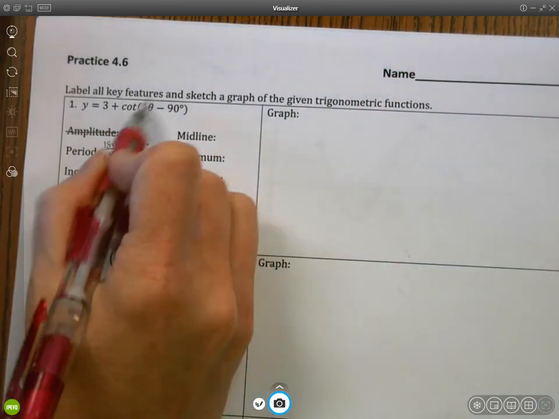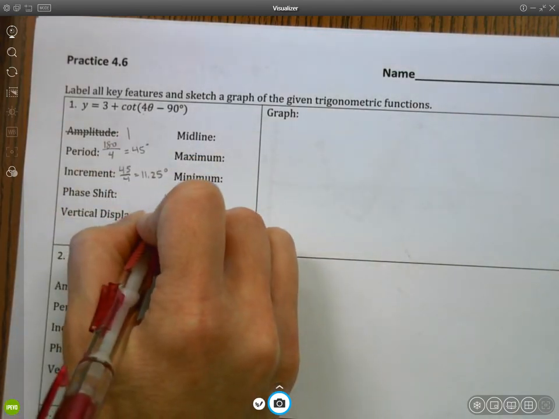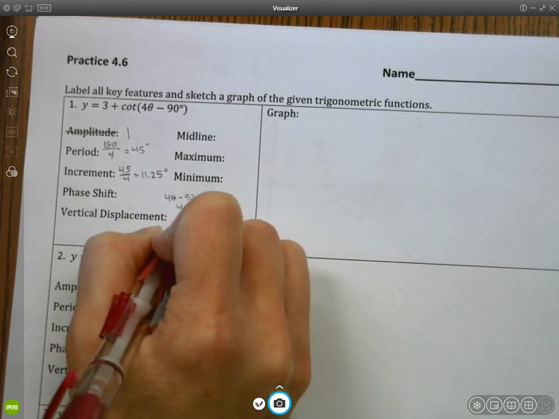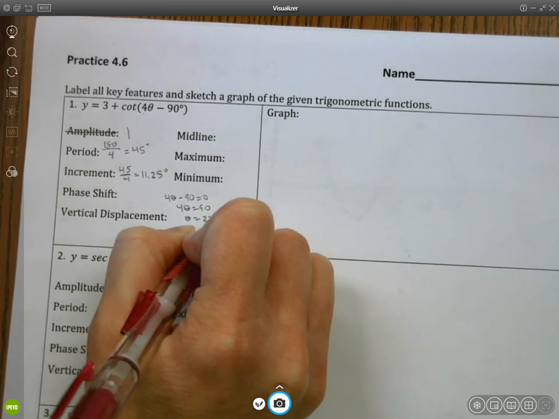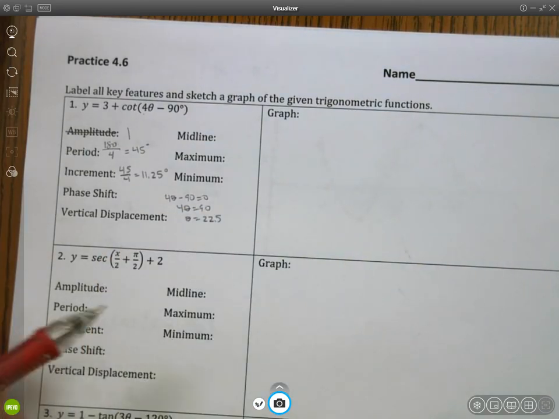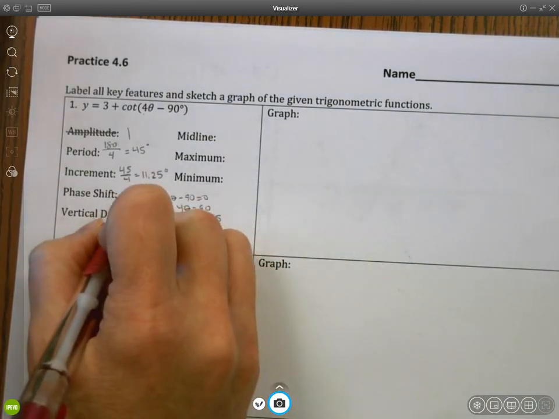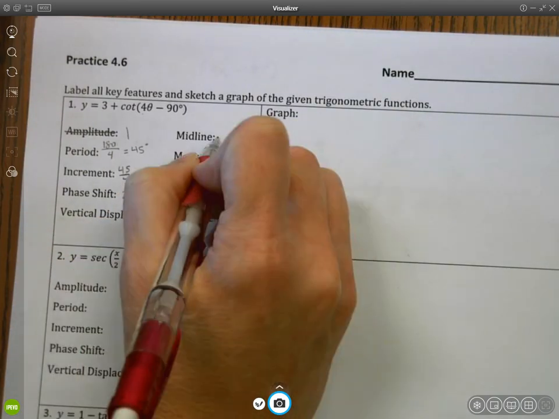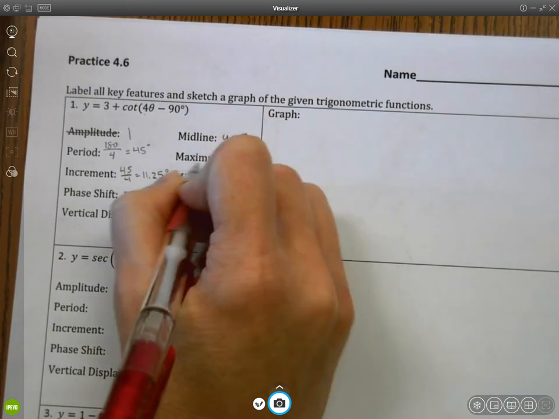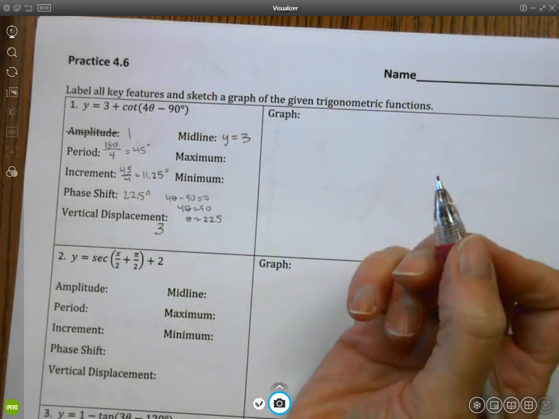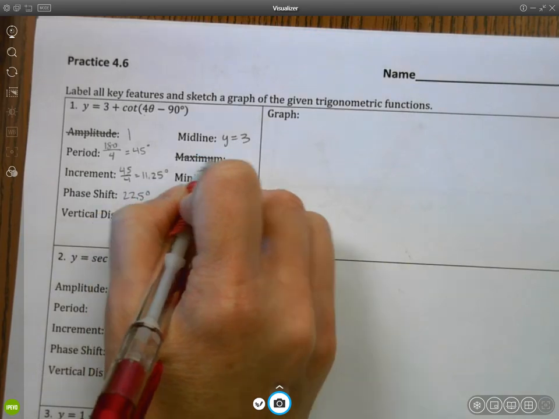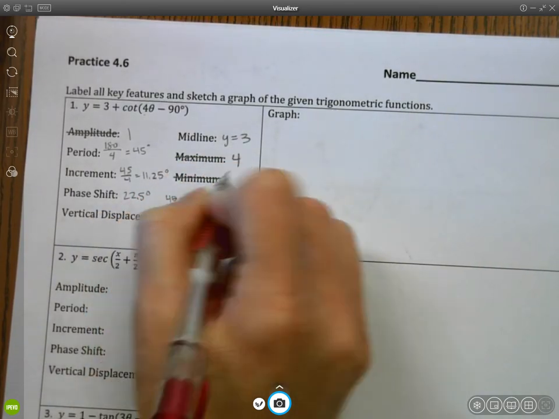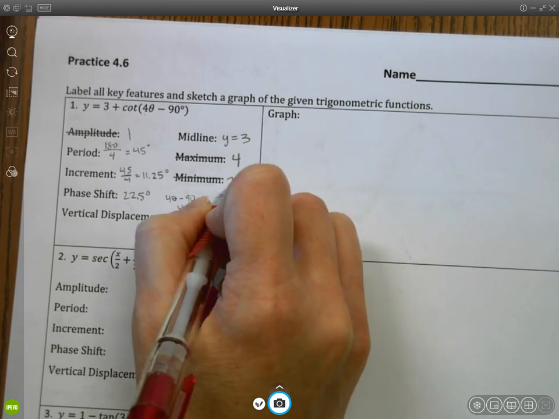Alright, phase shift. Set your parentheses equal to 0. And I believe you get 22.5. Alright, vertical displacement is 3. So our midline is y equals 3. Our maximum, which is not really a maximum, is going to be 3 plus 1 is 4. And our minimum, again, not really a minimum, is 3 minus 1 is 2.